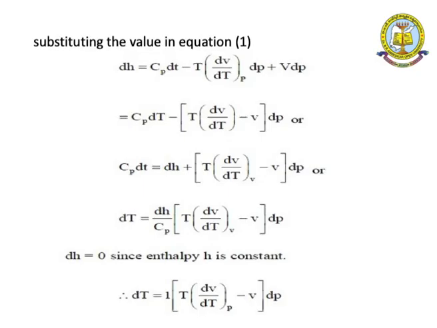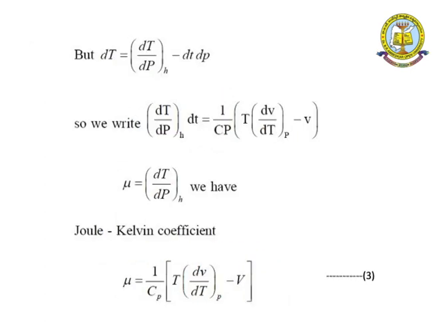Substituting, dT equals (1/Cp)[T (dV/dT)_P minus V] dP, and dT equals (dT/dP)_H dP. So (dT/dP)_H equals 1 by Cp times [T (dV/dT)_P minus V], where mu equals (dT/dP)_H, the Joule-Kelvin coefficient, which we know. Substituting on the left-hand side, mu equals 1 by Cp.